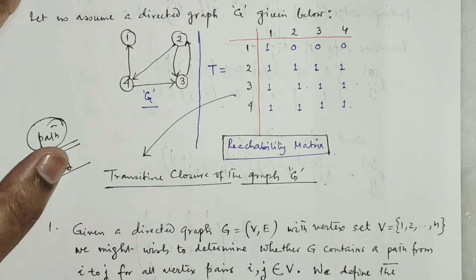Actually, one way to compute the transitive closure of the graph G, where the graph consists of n vertices, in big theta of n cube time, is to assign a weight of 1 to each edge of E and run the Floyd-Warshall algorithm. This is one approach. Again I am telling, one way to compute the transitive closure of a graph in big theta of n cube time is to assign a weight 1 to each edge of E and run the Floyd-Warshall algorithm.